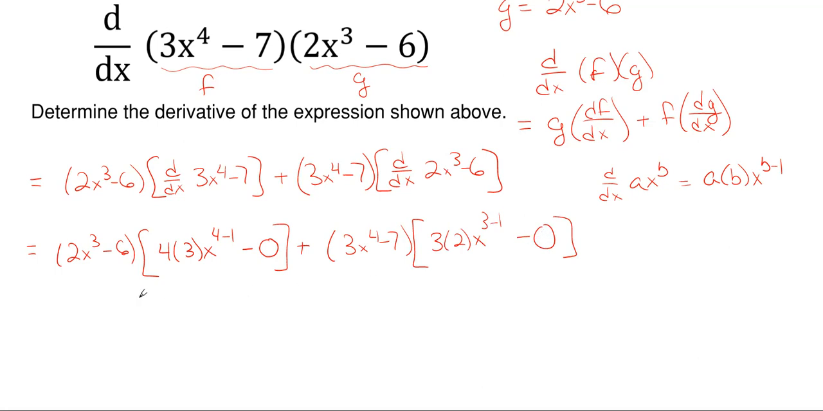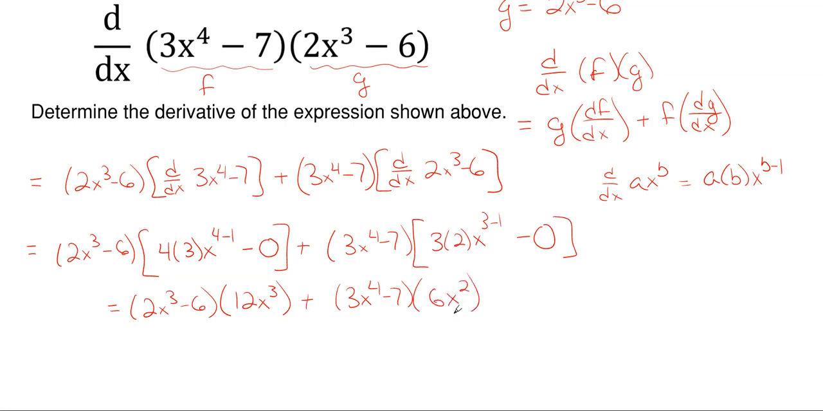All right, so let's write a better situation here. So we would have 2x cubed minus 6, all of that times 12x cubed, plus 3x to the fourth minus 7, and then all of that is multiplied by 6x squared.